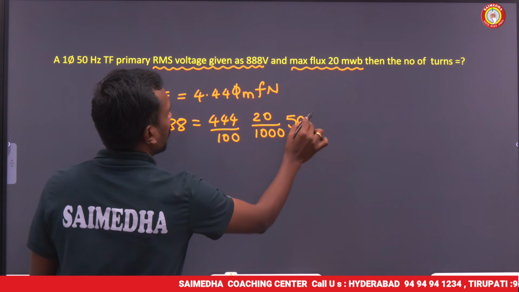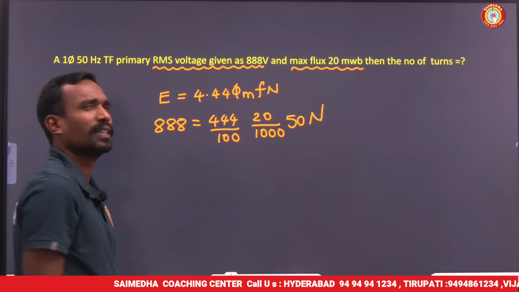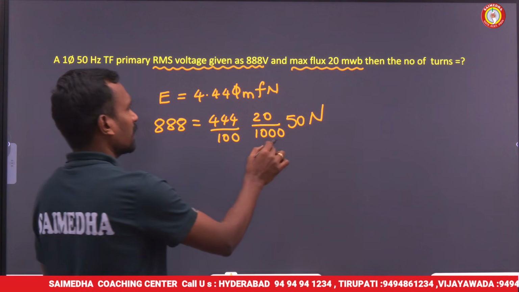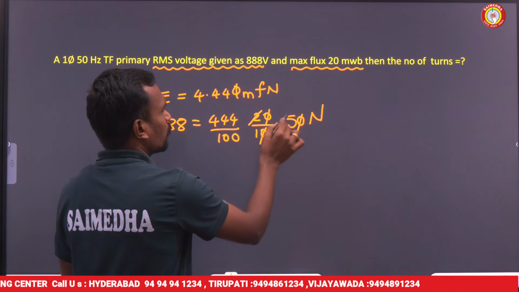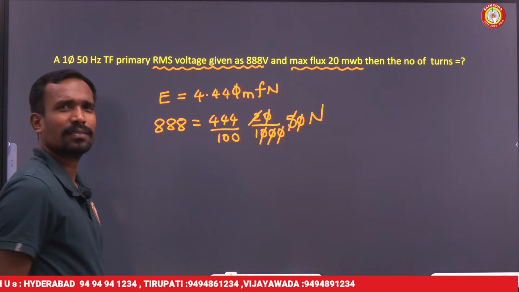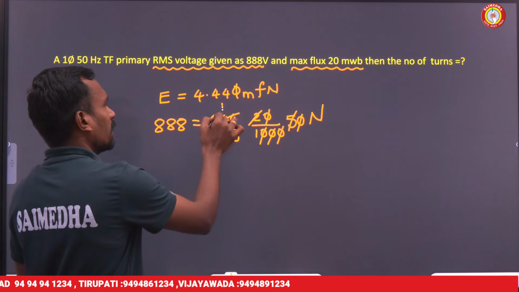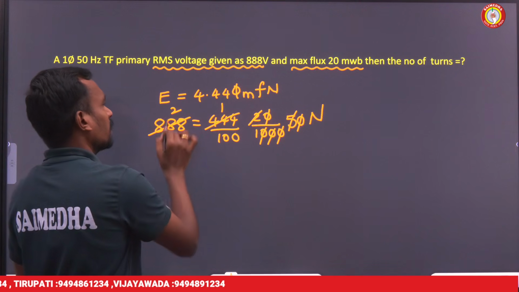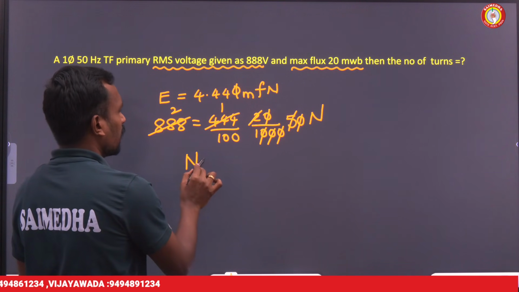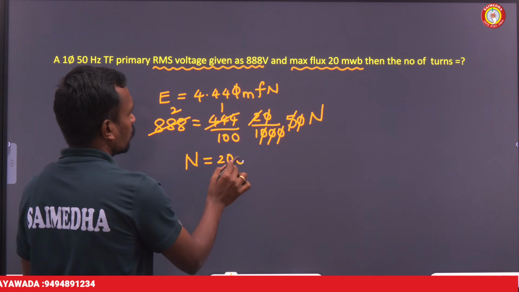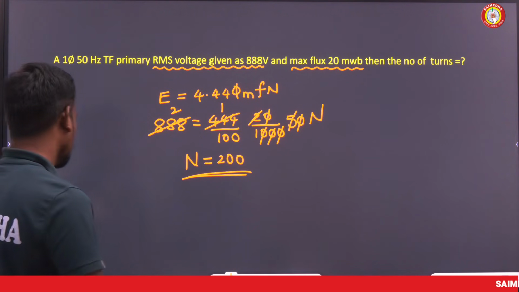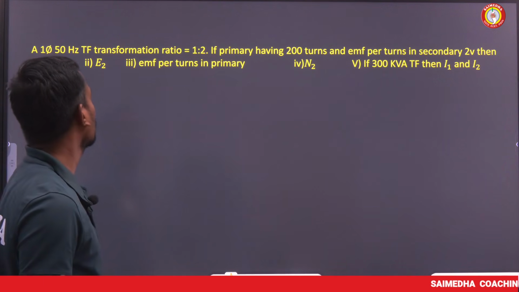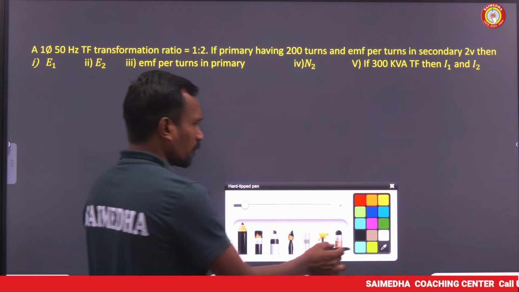Frequency of course is 50. Now they are asking the number of turns. 1, 2 cancel. 2 5s are 10, cancel. 444 ones, 444 twos are. So the number of turns equals 200. Very simple question, sir. Okay, next. Let's see this question.